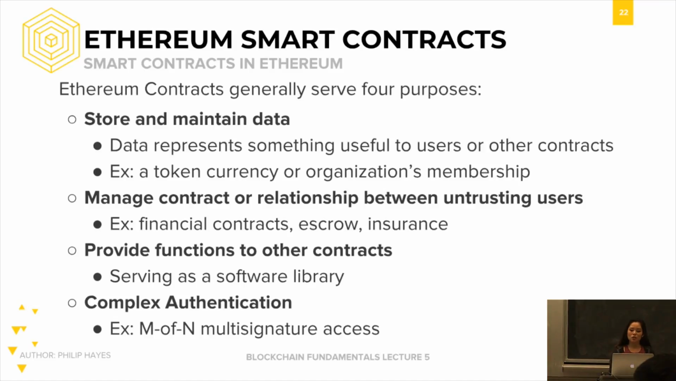Manage contracts or relationships between untrusting users. So let's say there was a smart contract where you could implement escrow. So it's like, I want to buy a house from Daniel, or I want to buy his boba shop, whatever it is, right?